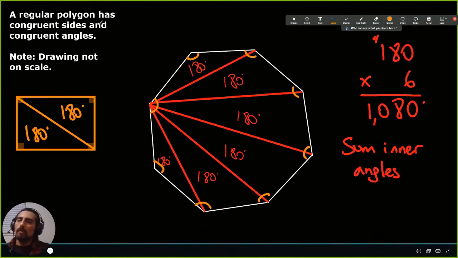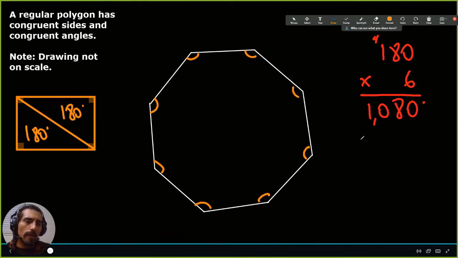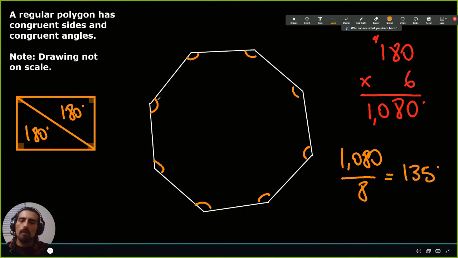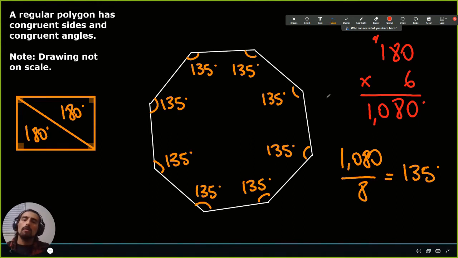If this is a regular polygon, every angle is going to be congruent, same dimension. Each one of them is going to be 1080 divided by 8. And 1080 divided by 8 is going to be 135 degrees. 135 each one of them. And this is how you find each angle of a regular polygon, in this case, an octagon.